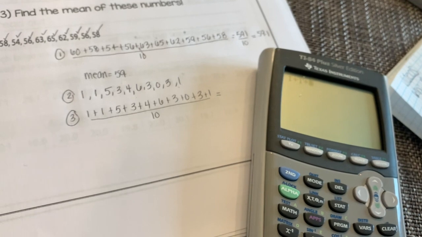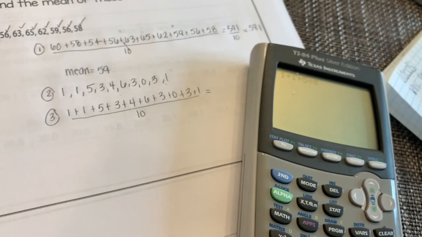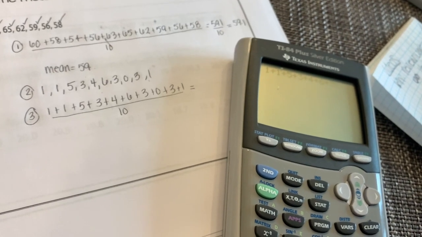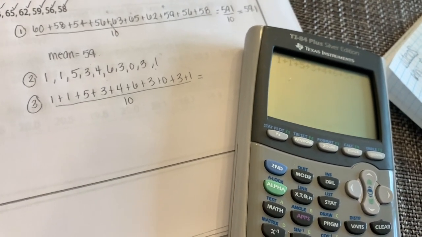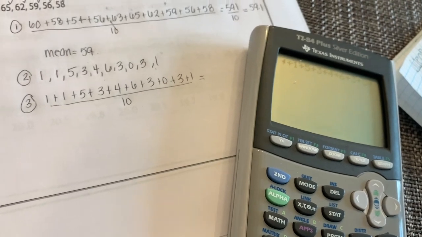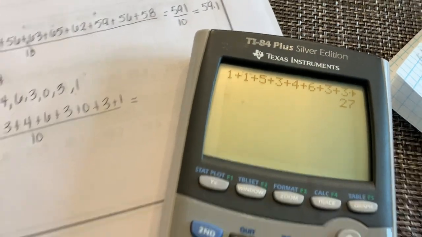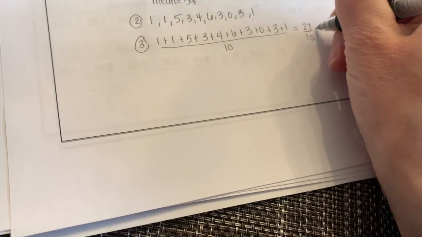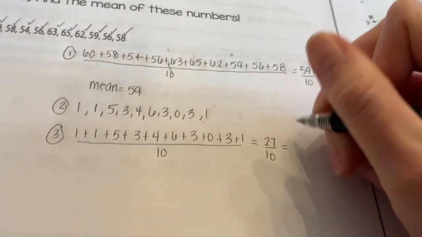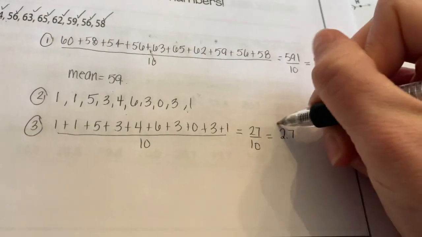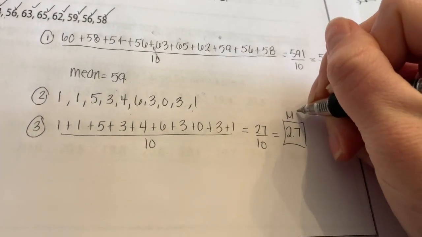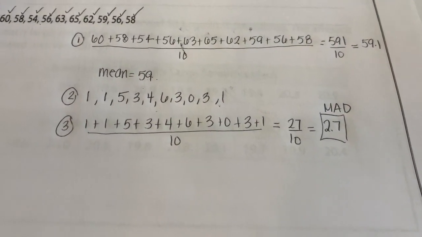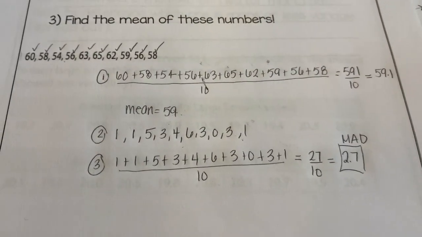1 plus 1 plus 5 plus 3 plus 4 plus 6 plus 3. I'm not going to put the plus 0, but you can. Plus 3 plus 1 is equal to 27. And now we divide that by 10, which is going to give us 2.7. This is the mean absolute deviation. And that's how you do it. It's a little bit annoying, but it's not bad.